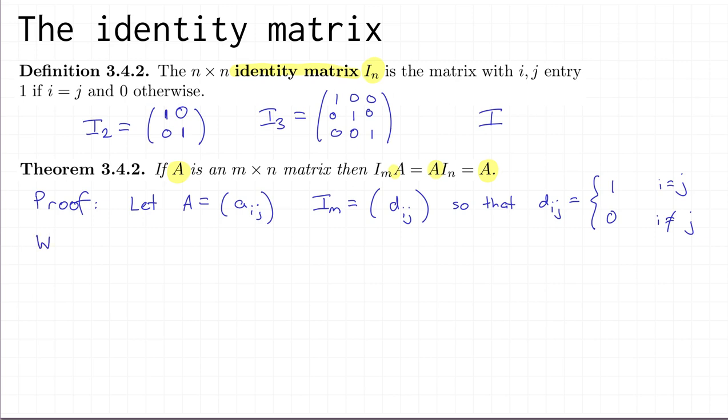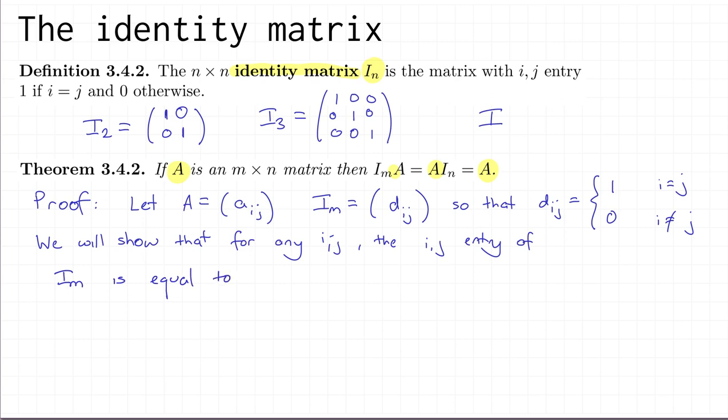So we will show that for any i and j, the ij entry of Im times A is equal to, well, the ij entry of A, which in our notation is just this. So to do this, we've got to use the formula for the ij entry of a matrix product. Oops, what did I do? I missed out the letter A there, didn't I? That's better. Okay, so what's happening?